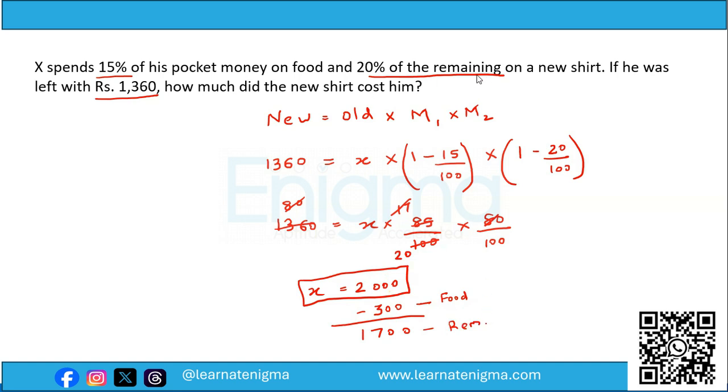Now 20% of this remaining amount he spends on the shirt. So that means 20% of 1700, that will be the shirt price. So zeros get cancelled out. You have 17 into 2, 34, and one more zero. So 340 is the price of the shirt.